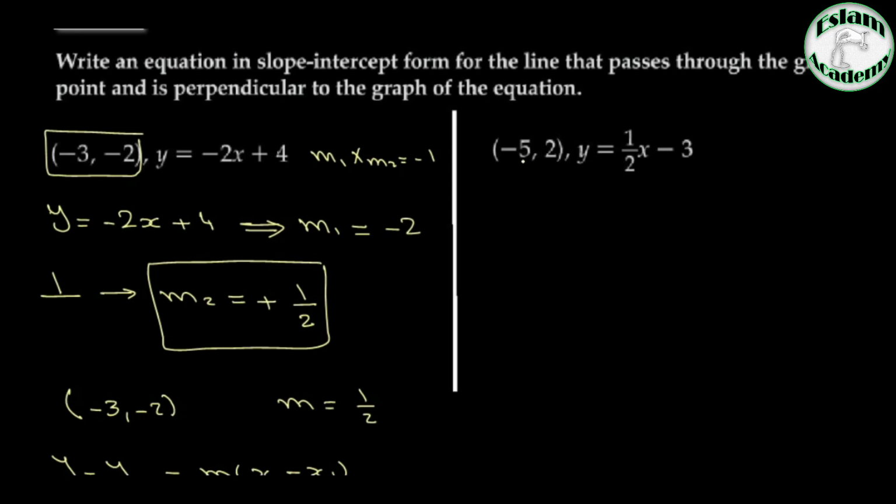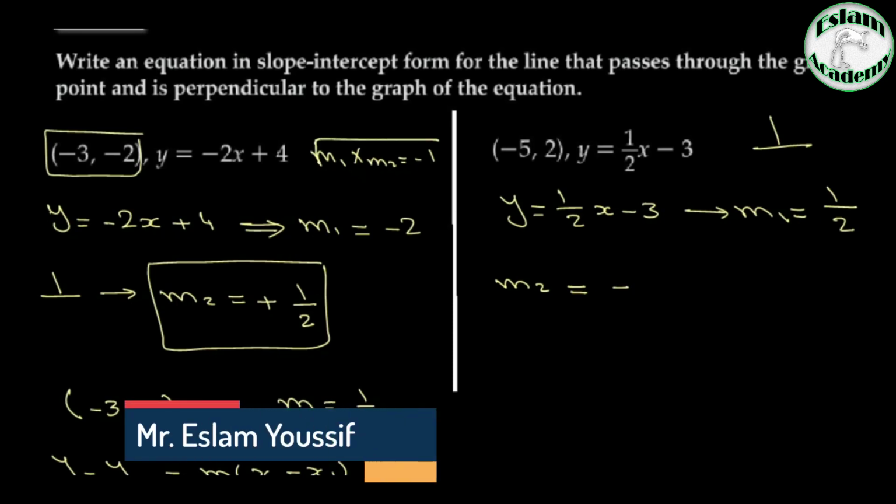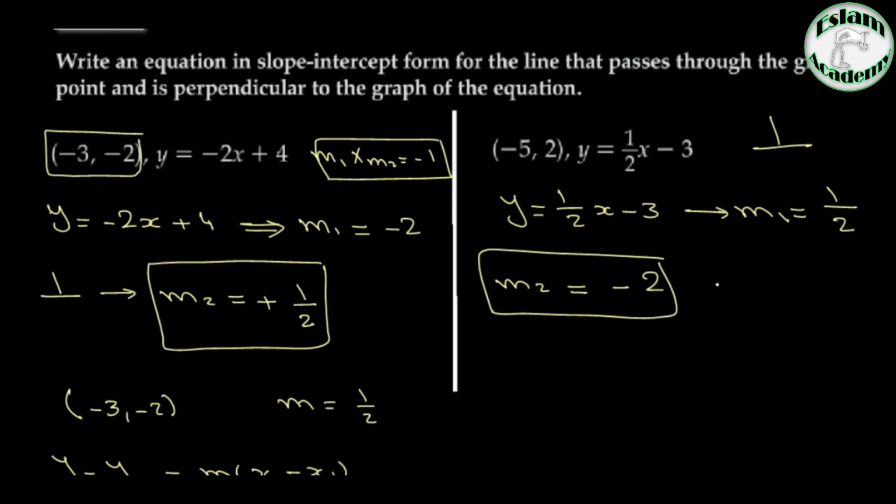We need to write the equation of a line which passes through the point (-5, 2) and is perpendicular to the line y equals 1 over 2x minus 3. From the line y equals 1 over 2x minus 3, we find the slope of the first line, which is 1 over 2. Because the two lines are perpendicular, we can find the second slope. The first one is positive, so the second will be negative, because the product of them will be negative 1. The first one is 1 over 2, so the second one will be 2 over 1, which equals 2, with a negative sign, so -2. So now we have a slope, and we have a point which is (-5, 2).